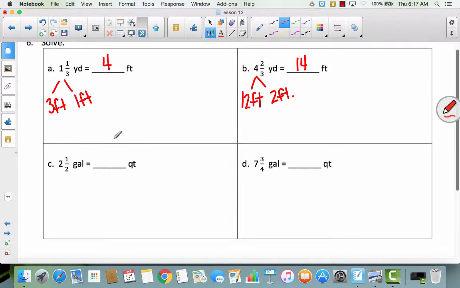All right, so now let's go from gallons to quarts. Remember there are 4 quarts in a gallon. So if I have 2 gallons, that would be equal to 8 quarts. And then 1/2 of a gallon would be equal to 2 quarts. So this will be equal to 10 quarts. All right, let's try that same strategy. There's 4 quarts in a gallon, so this would be 28 quarts. And then there's 1 quart and 1/4. So 3/4 would be equal to 3 quarts. So altogether that would be 31 quarts.